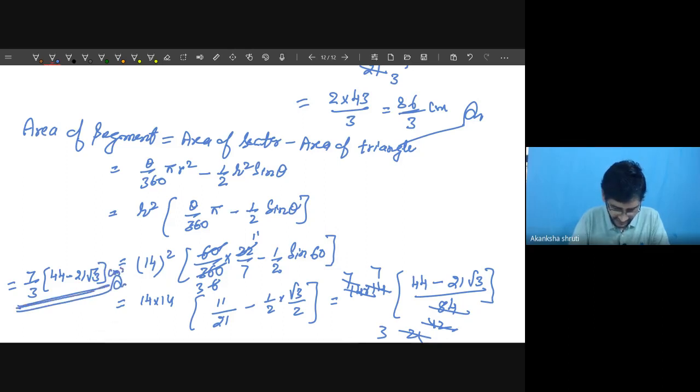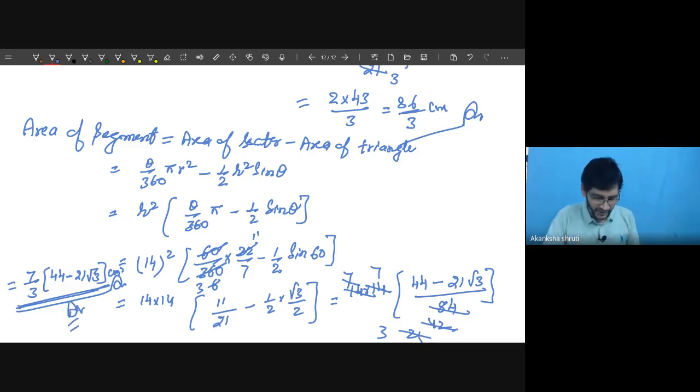This is our answer. If you wish, you can substitute the value of root 3 as 1.73, sorry, 1.72. You will get the result. You are getting that this area will come as positive, because the first is 44 and 21 multiplied by 1.7 will be less than 44. This will be positive. This is the required answer.